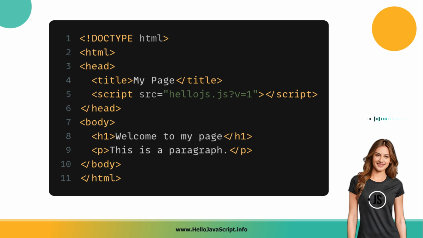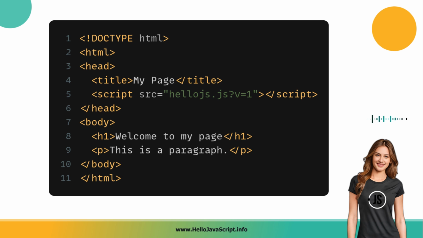In this example, a unique query string v=1 is added to the script's URL. This query string is different from the previous URL of the script, which forces the browser to re-download the script even if it has been cached. This method can be useful during development when changes are frequently made to the script and you want to ensure that the latest version is always downloaded by the browser.